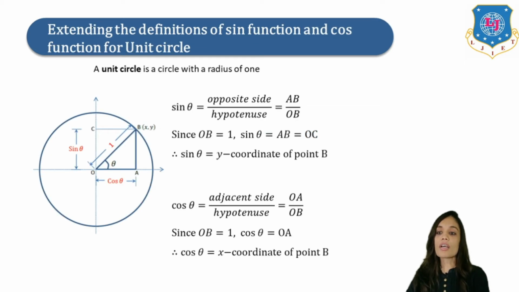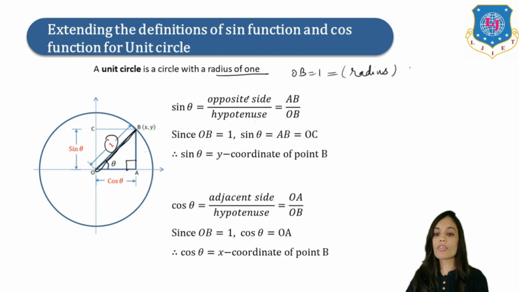Now, we will study extending the definitions of sine function and cosine function for a unit circle. Now I will show you how we can denote sine and cos in a unit circle. So what is a unit circle? Firstly, a unit circle is a circle with radius 1. Now we know the definition of sine theta. It is what? Opposite side upon hypotenuse. Now we can see this is our opposite side, adjacent side, and hypotenuse. But you can see this is also the radius of the unit circle. So it is 1. So finally our answer for OB is 1, right? Why? Because it is the radius of the circle also.